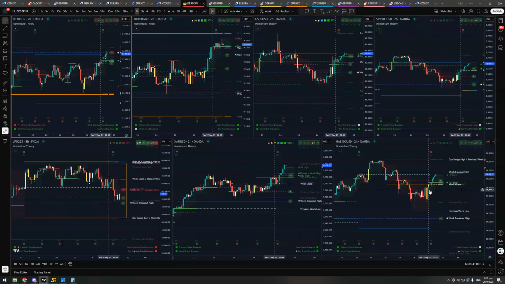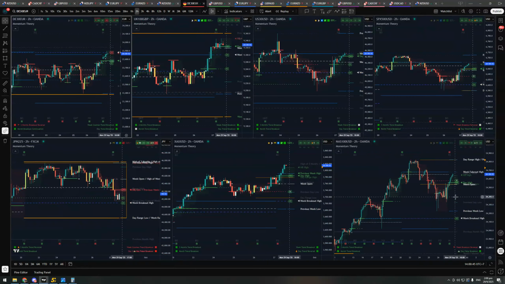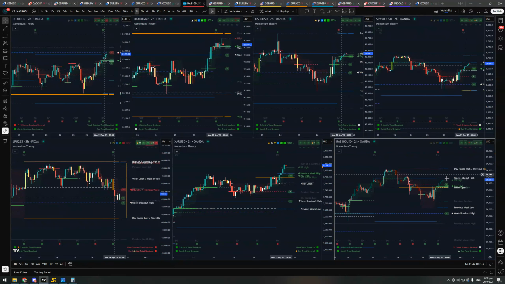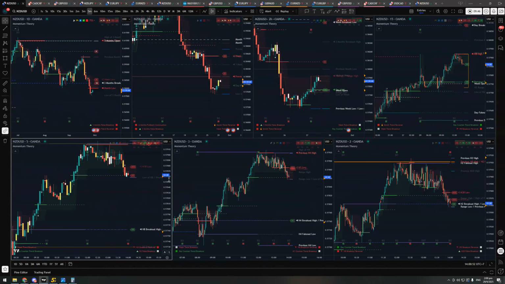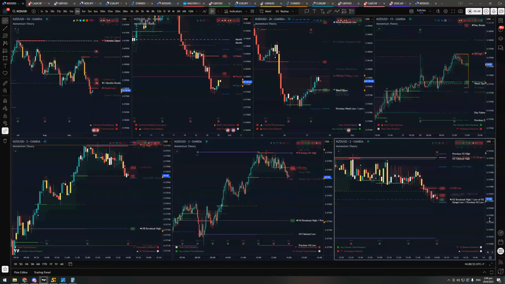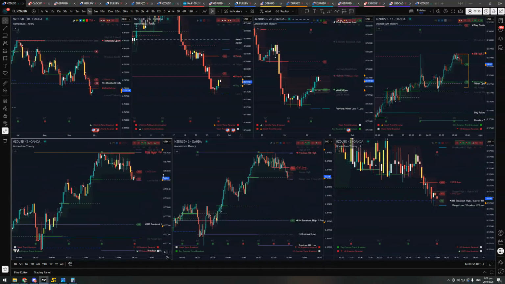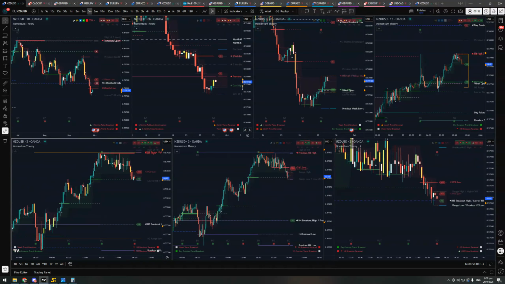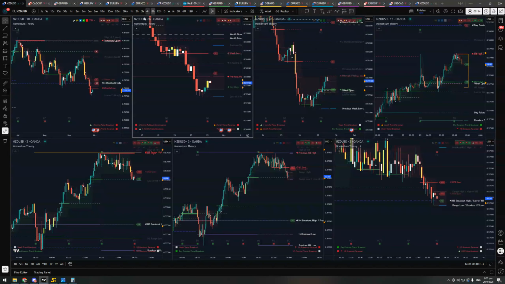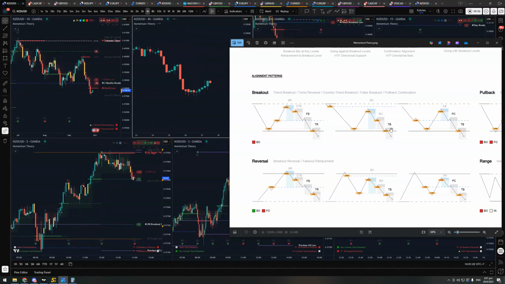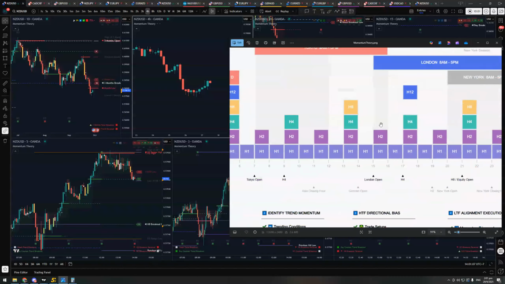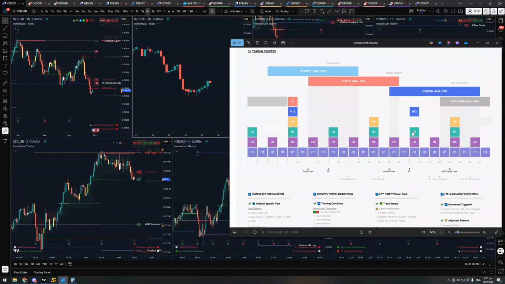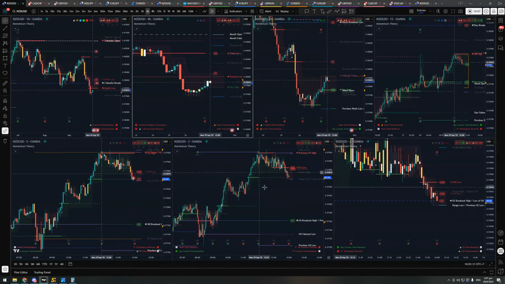NAS, a little bit tricky here. This looks like it might go soon. And the next time frame that is going to be in play is the H4. So we're right at London Open where the H2 opens. And so the next time frame in play is the H4. So I want to see what that H4 is doing.